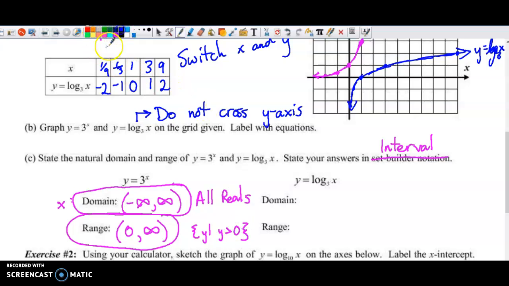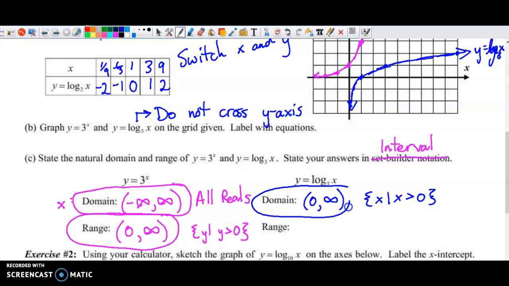So why is this the meat of the lesson? Is getting you to realize that for log functions, we can only log positive numbers. So in interval notation, we could only do from 0 to infinity, or the way we would write in set builder notation would be values for x such that x is greater than 0. And then the range would be all reals, -∞ to infinity.